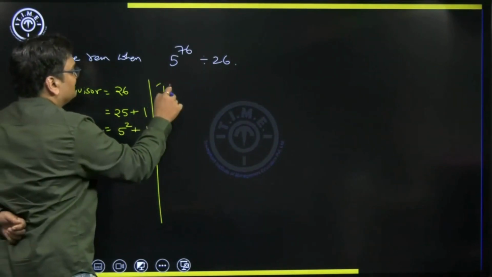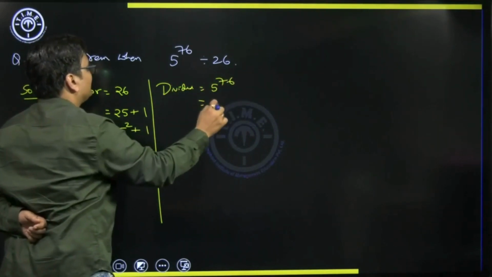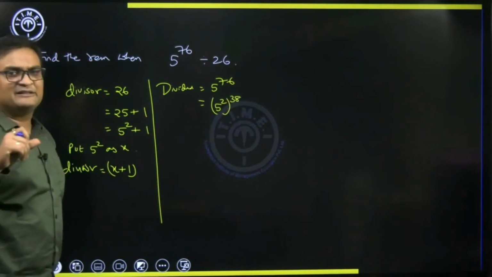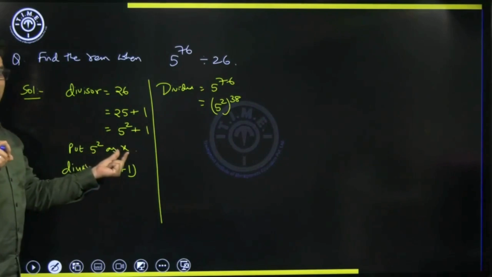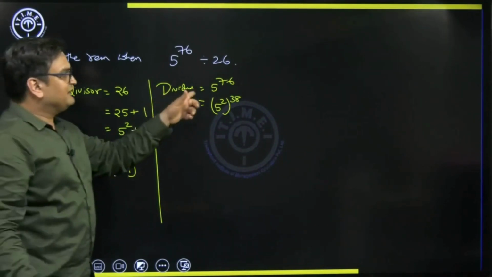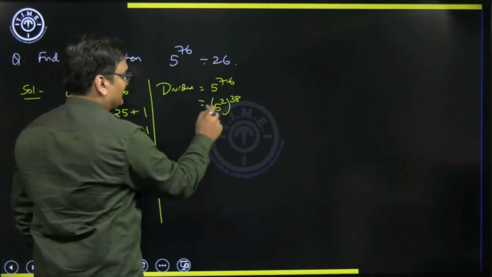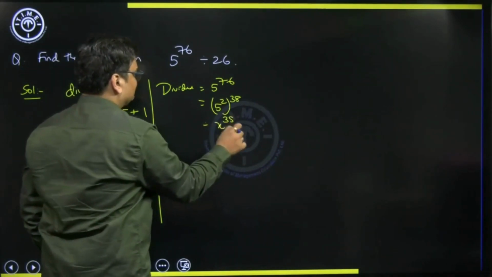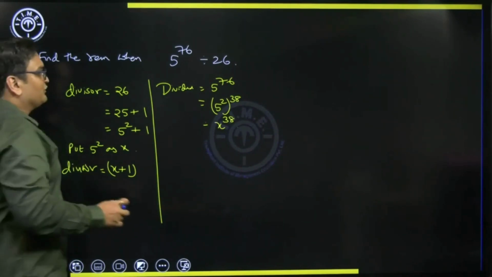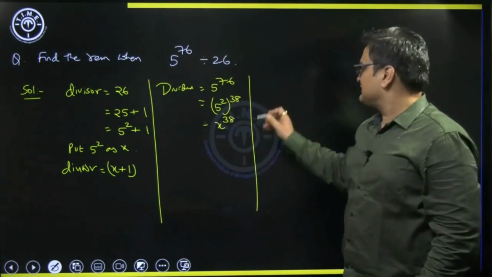What is my dividend? The dividend is 5 power 76. Now can I write 5 power 76 as 5 square whole power 38? Yes. The reason we are doing this is that we already placed 5 square as x, and my divisor is in terms of x. I want my dividend also in terms of the same x. That is the objective. So we can write this as x to the power 38, since 5 square is x. Now you notice you have a dividend which is of the form f of x.